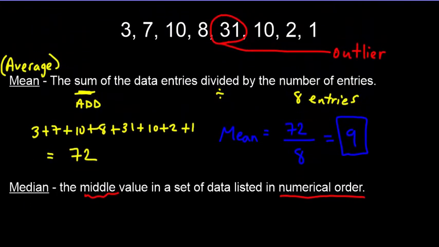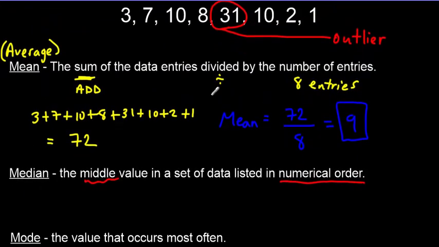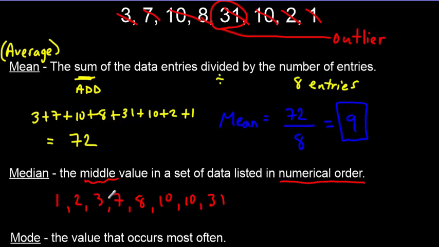So numerical order, the lowest number here is 1. Let's cross that off our list. Then 2, then 3, now 7 is the next, 8, and then we have 2 10s, 10 and 10, and lastly that outlier, 31. Okay, so 3, 4, 5, 6, 7, 8. We got our 8 entries.